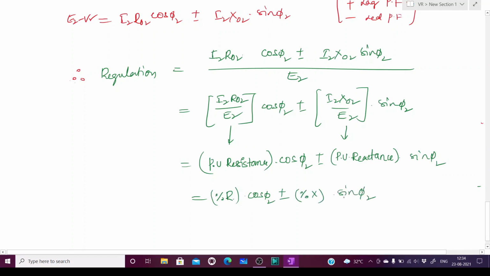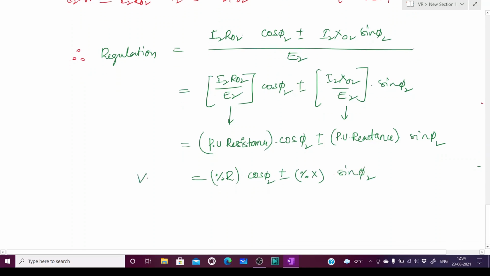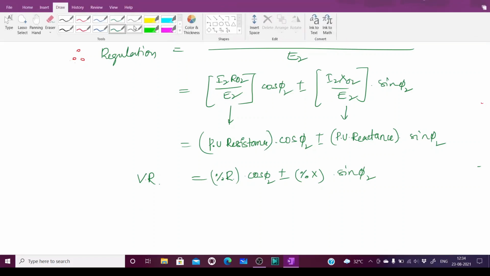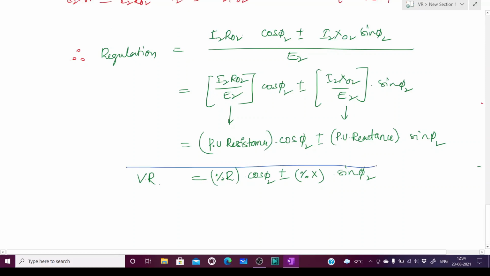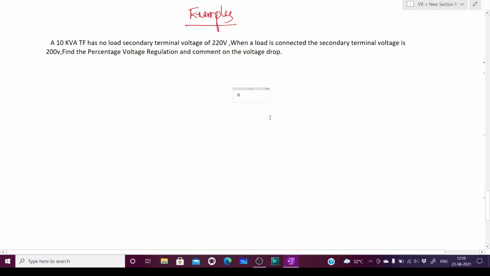You will be given these two values, percentage R and percentage X, and you are asked to find the voltage regulation of the transformer. So this is about voltage regulation of a transformer. You need to remember this expression, and also the expression E2 minus V2 by E2 into 100, which gives us percentage voltage regulation. Let us do one problem so that we can understand. So here is a problem.